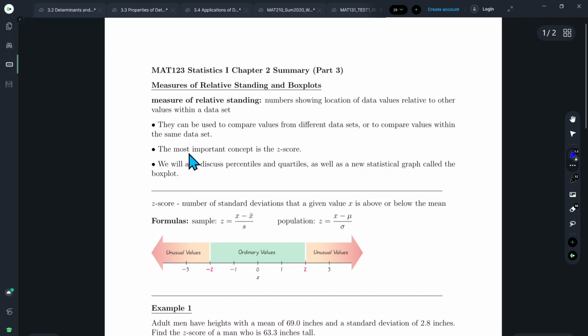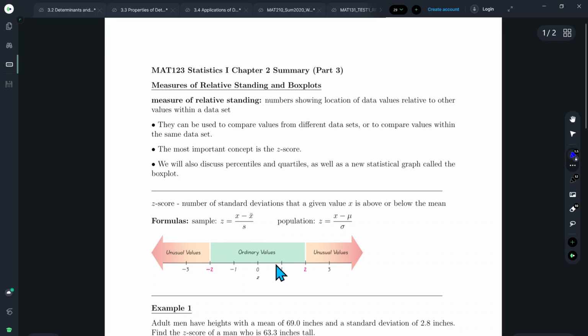So here, what we can do is use something called the z-score, which describes how a value is related to the mean and the standard deviation. Basically, the z-score tells you how far a value is above or below the mean in terms of the number of standard deviations, in terms of distance, right?